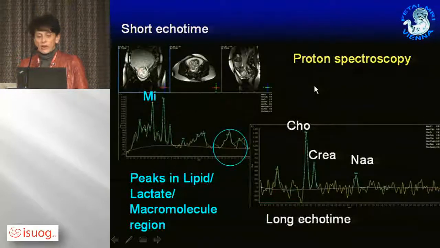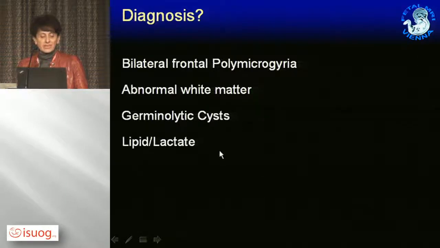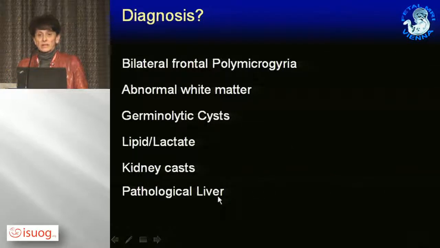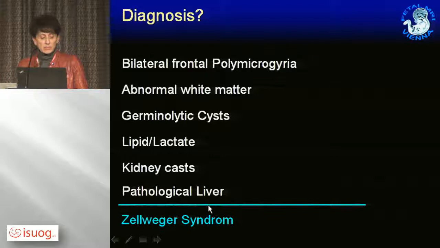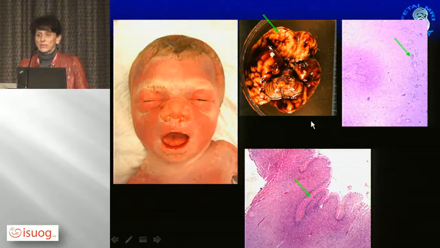And this is spectroscopy of our fetus. Just look here, high myoinositol, which is seen in gliosis, so it would be in keeping with white matter pathology, and there were peaks in the lipid lactate macromolecule region. So now we are able to make a diagnosis because we have bilateral frontal polymicrogyria, abnormal white matter, germinolytic cysts, lipid lactate macromolecules, kidney cysts, and a pathological liver. And what comes out is Zellweger syndrome. This is the pathological confirmation of everything.